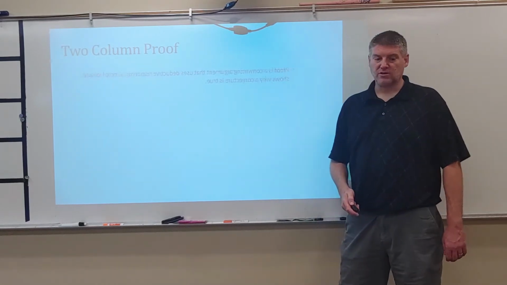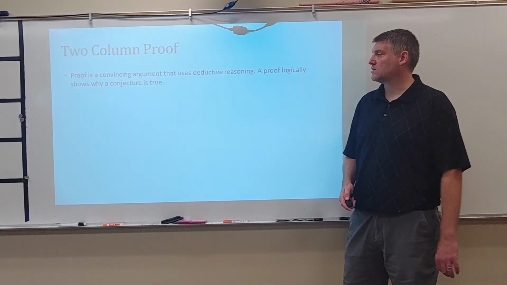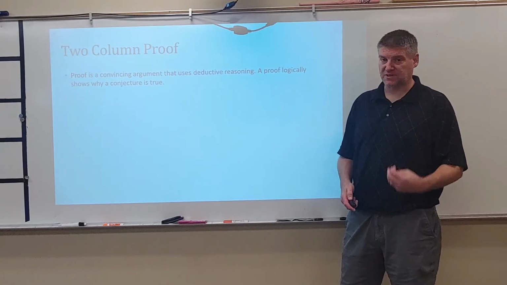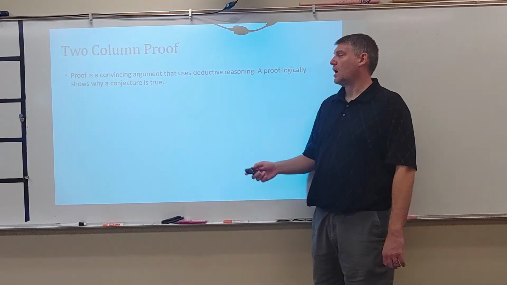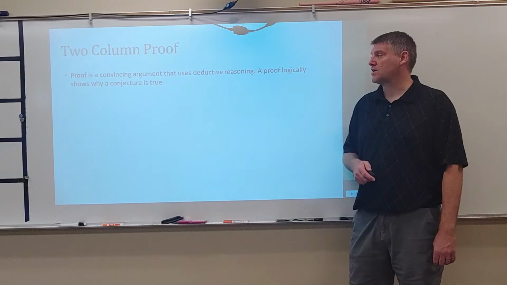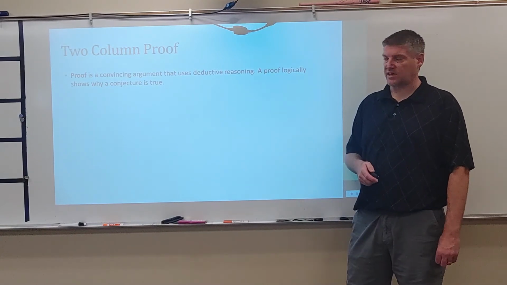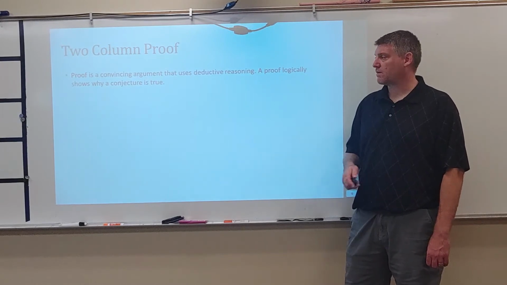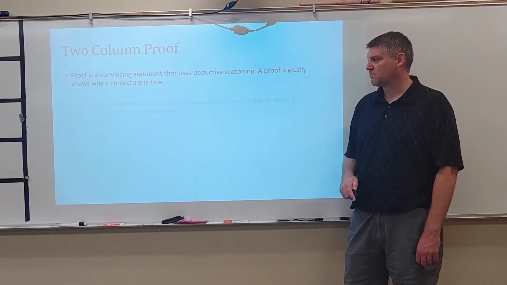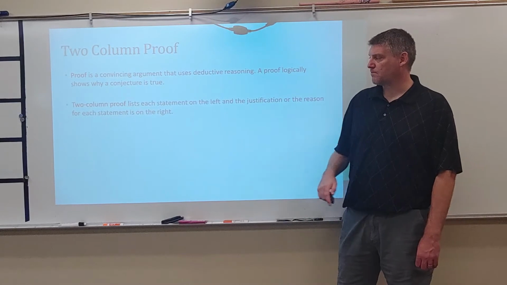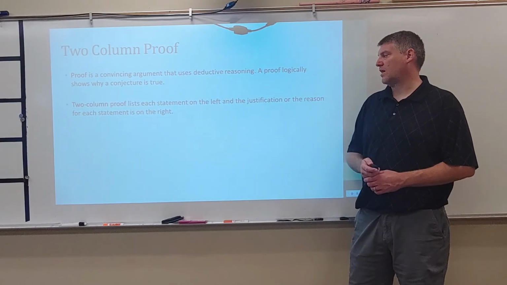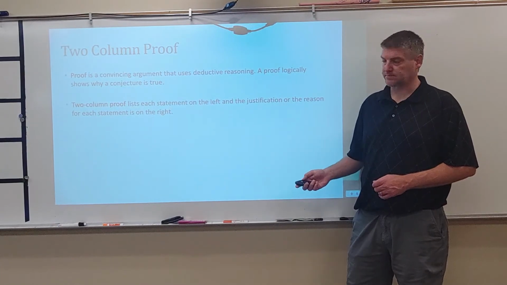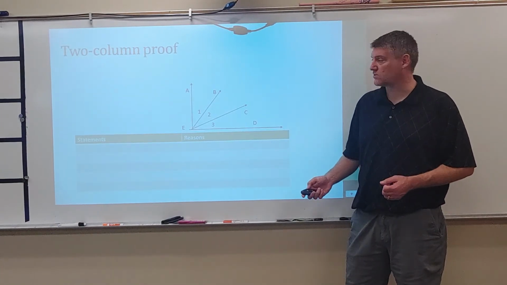Two-column proof. So two-column proofs are very important in geometry, and we're going to be talking about proofs a lot. So different types of proofs. A proof is a convincing argument that uses deductive reasoning. A proof logically shows why a conjecture is true. Okay, so we're going to be looking at one of these. A two-column proof lists each statement on the left, and the justification or the reason for each statement is on the right. So we're going to look at a two-column proof here.